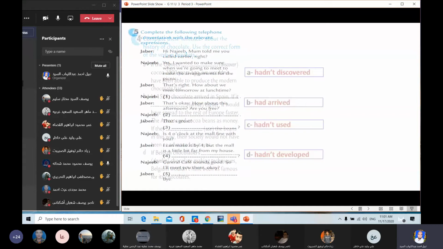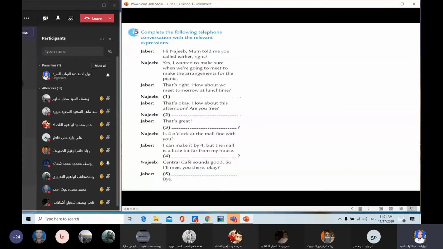Now you are going to listen to a telephone conversation. Listen to the telephone conversation and complete it with the relevant expressions. Complete it using your own phrases or expressions. Jabir and Naguib are talking on the telephone. Someone is inviting another one. Read the telephone conversation, and complete it using your own sentences and phrases.